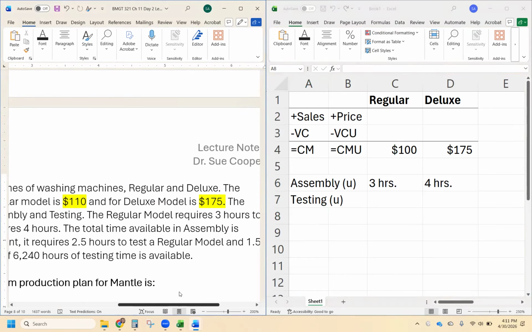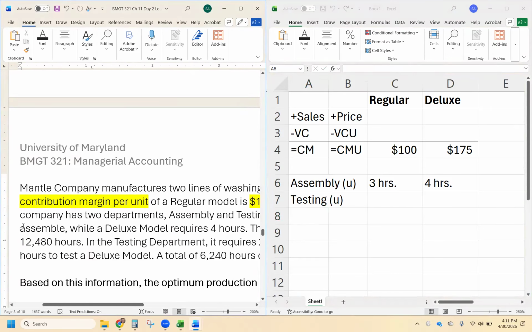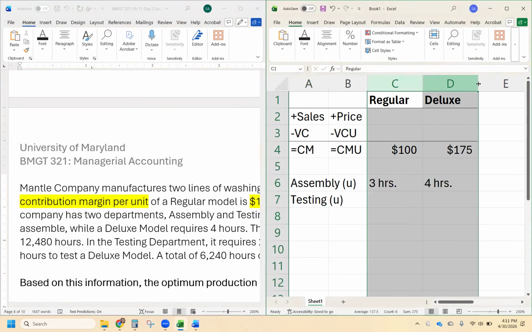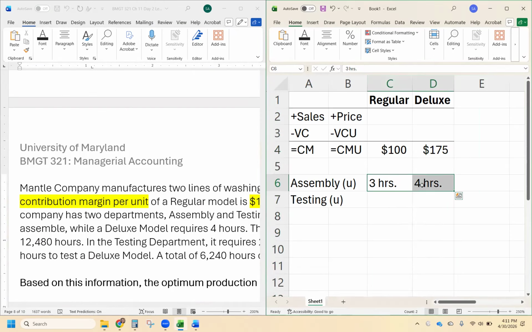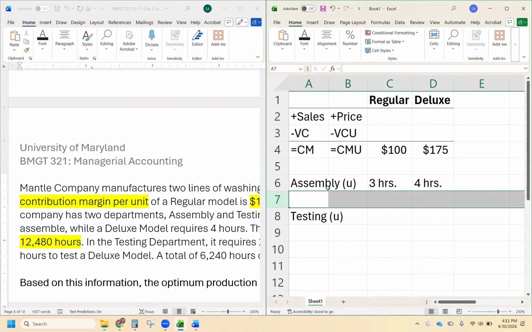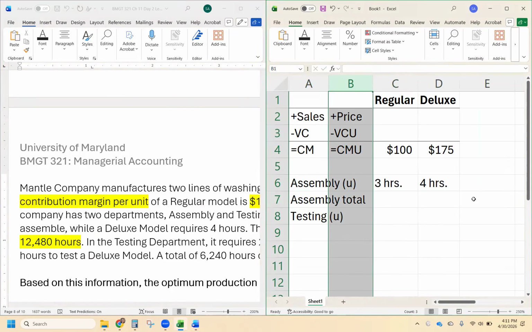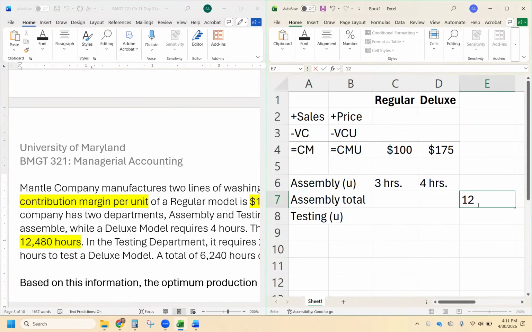The total time available in assembly is 12,480 hours. All right, so now they're giving me that. This information was in units, but now they're giving me assembly as total hours. So this is assembly in units, and I want to do assembly total. I need a different row for that, because I don't want to mix the units together. So 12,480. I will put hours on it.